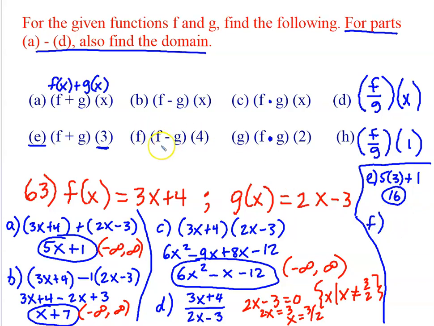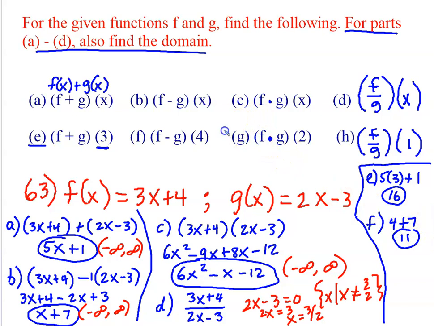I go back to the answer that I got previously when I subtracted these. I got x plus 7, and I input 4 in for x. So it'd be like, instead of x plus 7, it's going to be 4 plus 7. So my answer for letter F is 11.